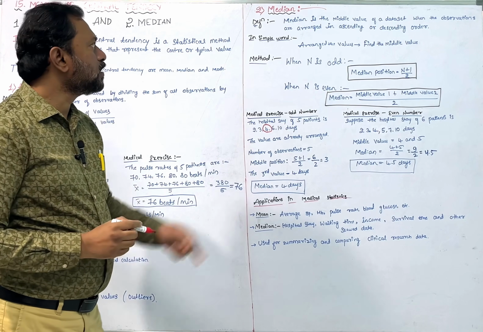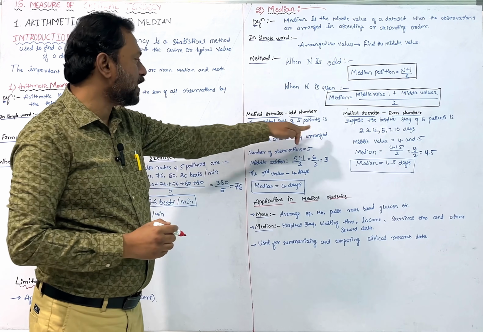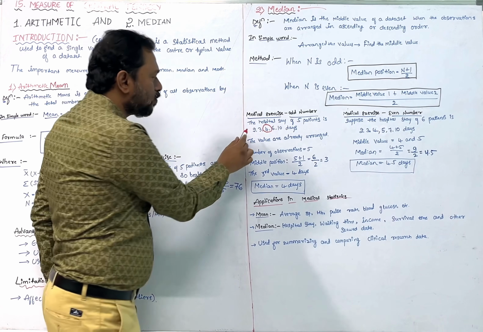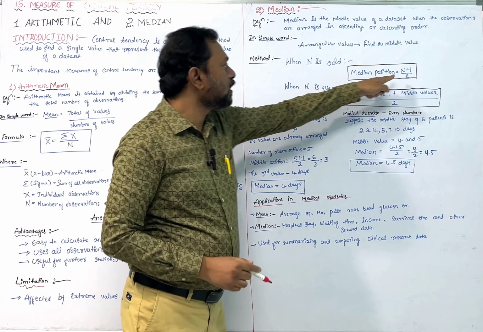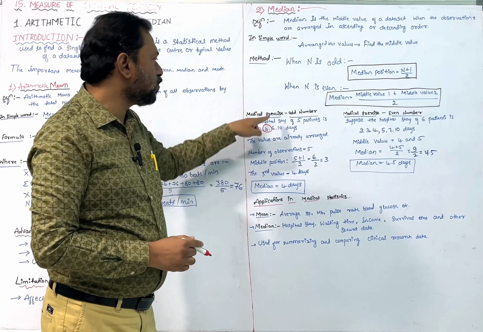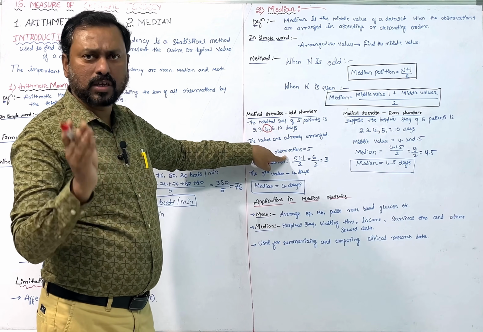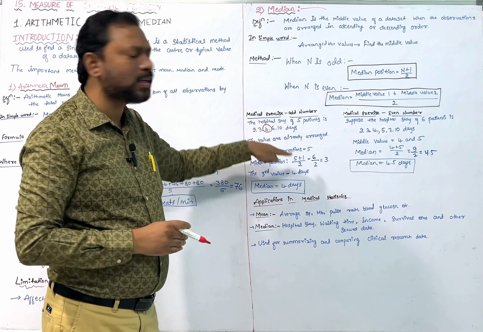For the middle value, you have to arrange the values in ascending order. Then the number of observations: how many patients are there? 1, 2, 3, 4, 5. So the number of observations, n, is 5. And for the middle position, this is an odd number. Why? Because 5 is odd, like 3, 5, 7, as I just told you.